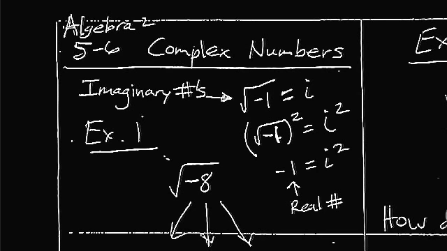So 5-6 is about a new group of numbers in the universe which you've not really talked about, called the complex numbers. Well, you've talked about half of them, but you haven't talked about the other half. The ones you do know about are called the real numbers. That's every number you've ever dealt with in your life. Well, there's another half to the complex numbers called the imaginary numbers.